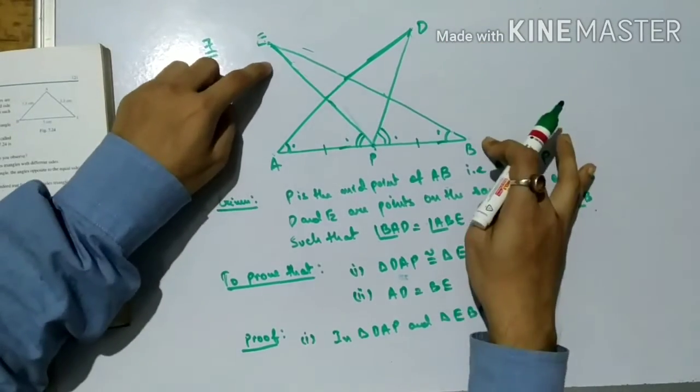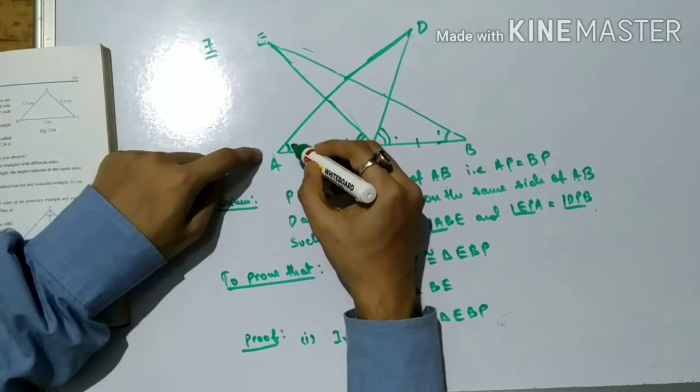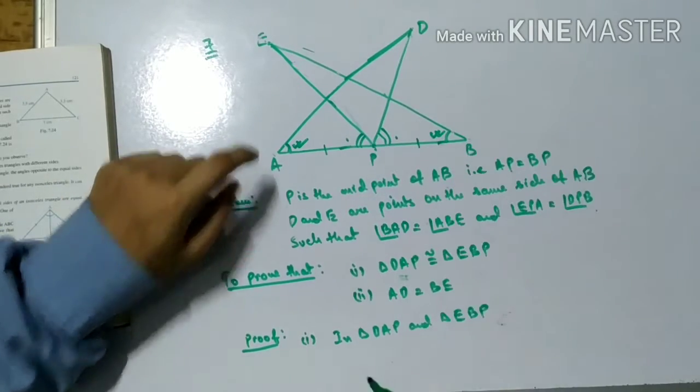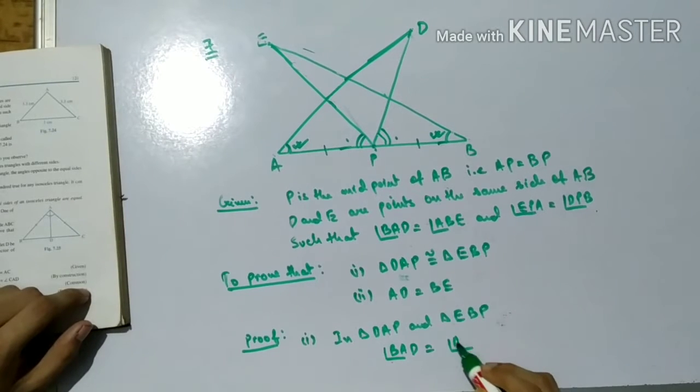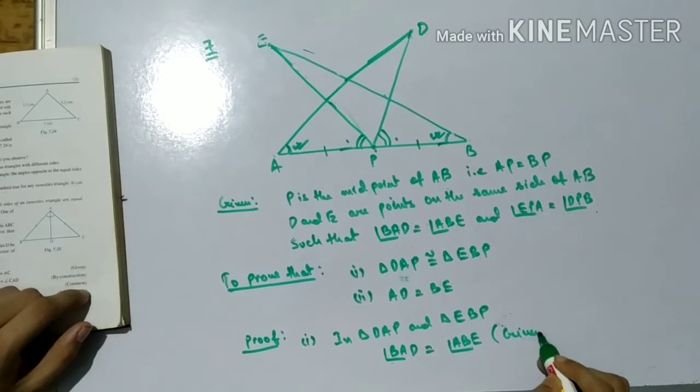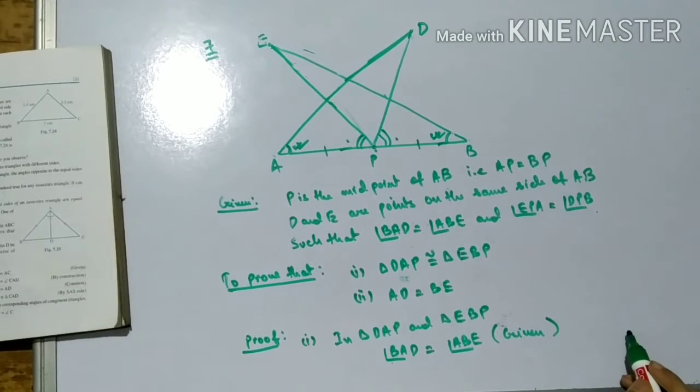So in these two triangles, what is given? First of all, I can write that this angle is equal to this angle. Angle BAD is equal to angle ABE. This is given.